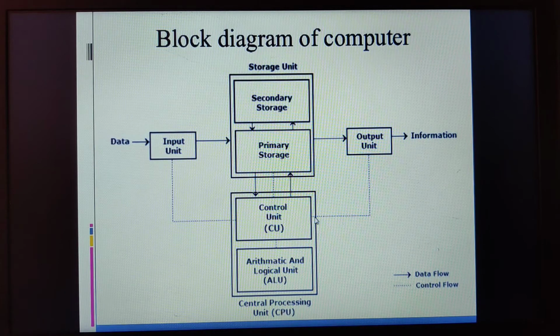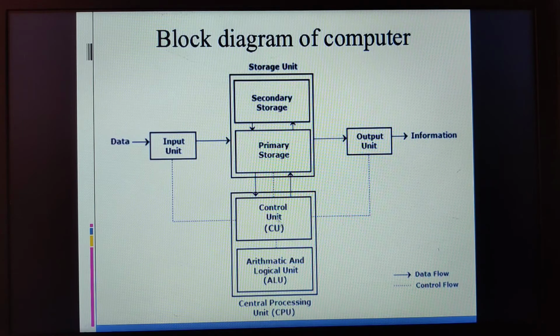Then this control flow will also communicate directly to the output unit. It will control this output unit. It will tell the output unit, you need to display that output onto your output screen. So once the input unit receives the data, it will inform the control unit, the CPU, that we have received the data.